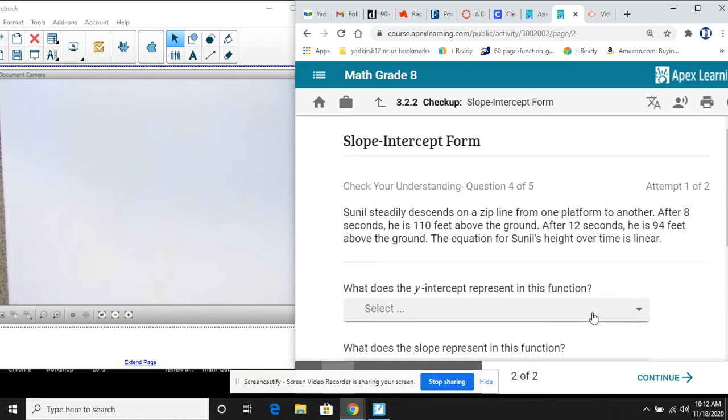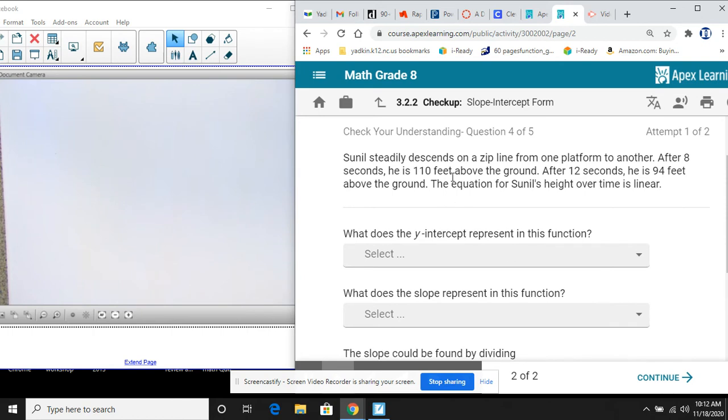Okay, it says Sunil steadily descends on a zip line from one platform to another. After 8 seconds, he's 110 feet above the ground. After 12 seconds, he's 94 feet above the ground. That's giving us 2 ordered pairs that we just read right there. The equation of Sunil's height over time is linear. He's dropping at a constant speed.